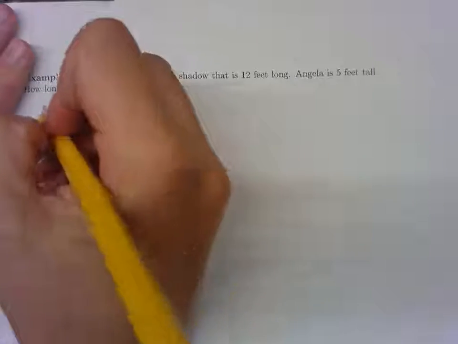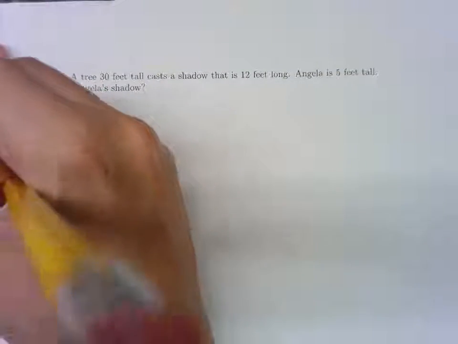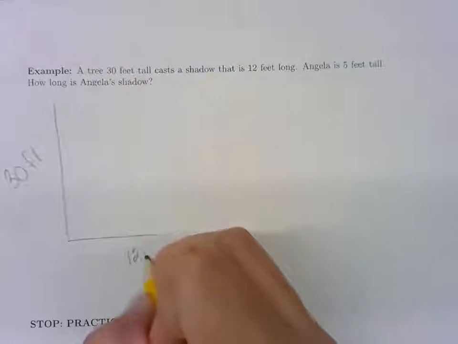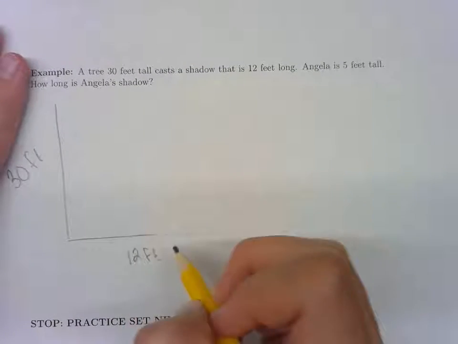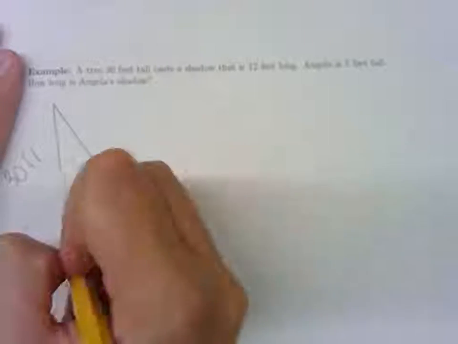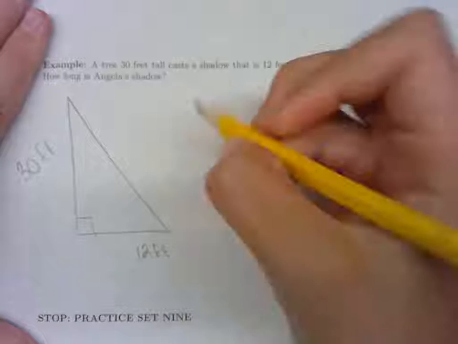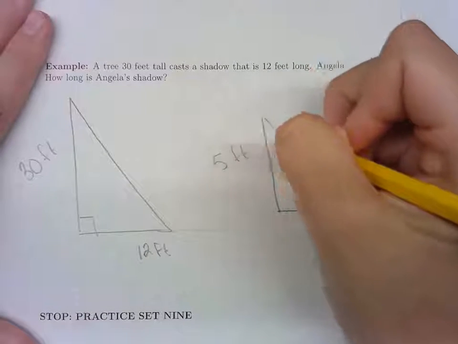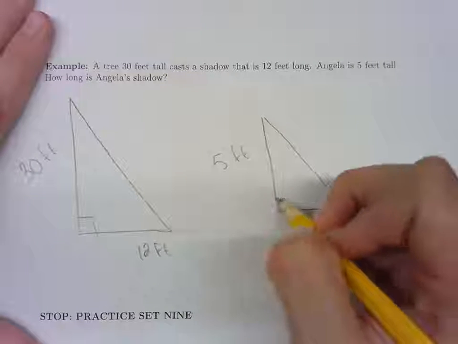Okay, so let's draw the tree and the shadow. So the tree is 30 feet, and it casts a shadow, so the shadow would be down here. That's 12 feet, which I'm going to draw more to scale. Notice that we have a right triangle here. Now we have that Angela is 5 feet tall, and we have some shadow here. So we want to know what this shadow is, x. We have a right angle here.